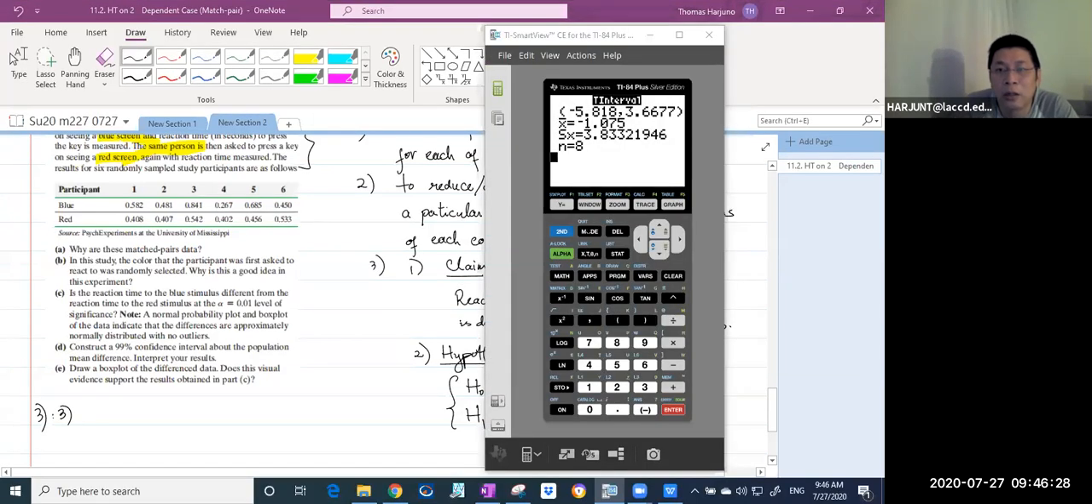Let me clear the list first. So I want to clear list 1, list 2, list 3. Okay, and then edit list 1. Good thing it's only 6 out. 0.582, 0.481.